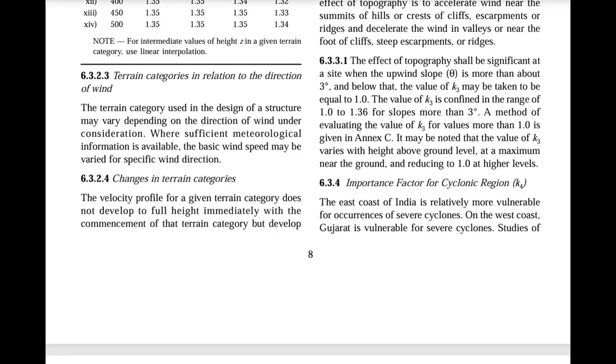The last wind influencing factor is the importance factor K4. The wind speed during cyclones or storm is significantly more when compared to the basic wind speed. In fact, studies show that the wind speed during storm can reach up to 70 meter per second, which is much higher than the basic wind speed 55 meter per second which is given in IS 875.